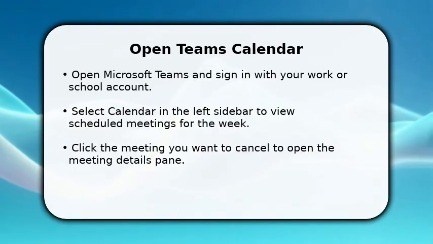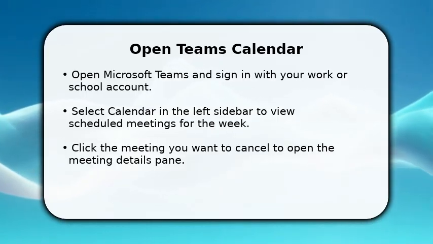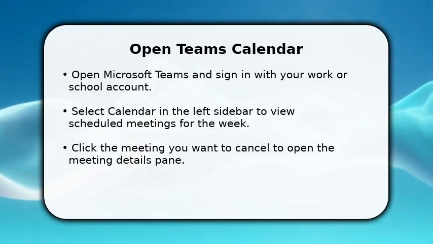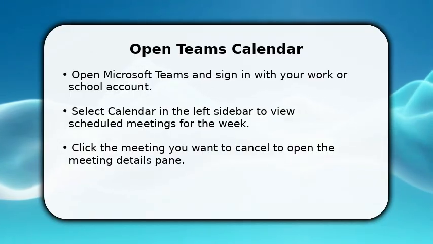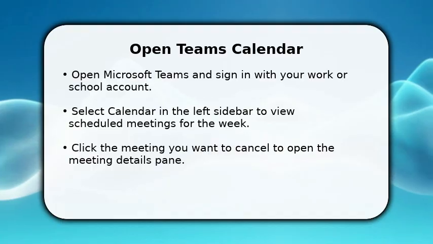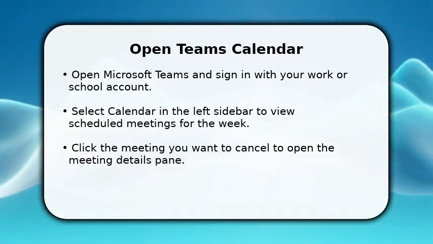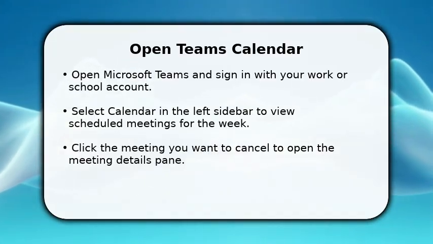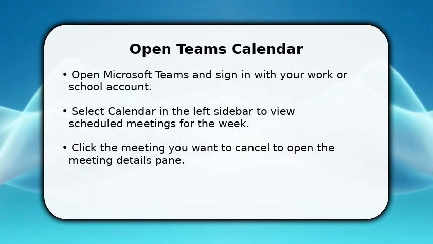Click the meeting you want to cancel to open the meeting details pane. Review the meeting title, date, and attendee list before making changes. Confirm you have organizer rights, otherwise ask the organizer to cancel for you. Prepare a brief cancellation reason to include in your update message.